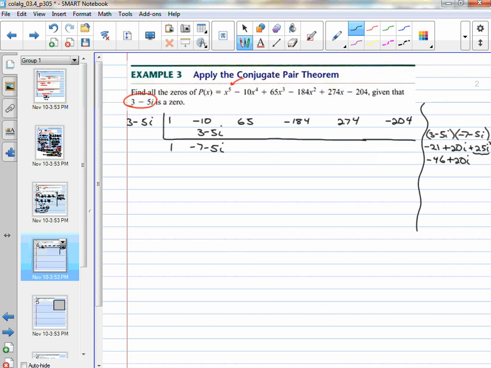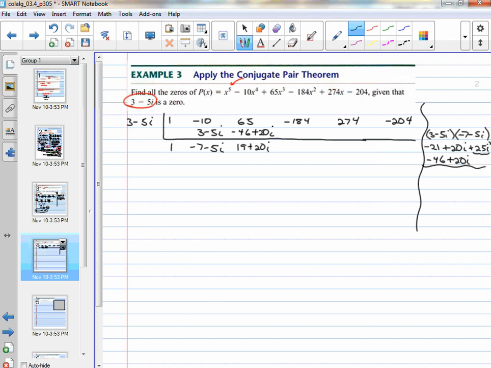When I multiplied these together, I got negative 46 plus 20i. I can add them together. What's 65 minus 46? We don't want to get it wrong. How much? 19 plus 20i. Now I need to multiply these together.